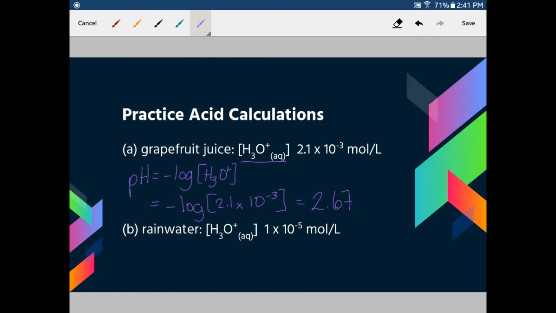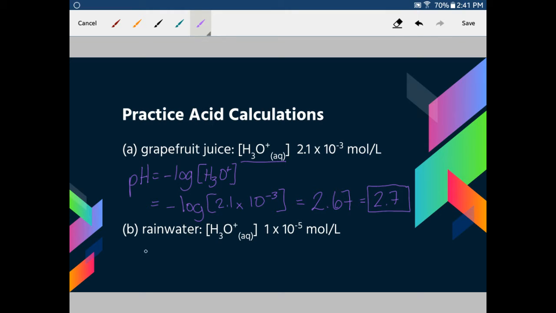Now, remembering some significant digit rules, we should probably round this number to 2.7. Okay, simply because we are given two significant digits in our question, so we should probably leave our answer also in two significant digits. Okay, same formula goes for this solution down at the bottom.